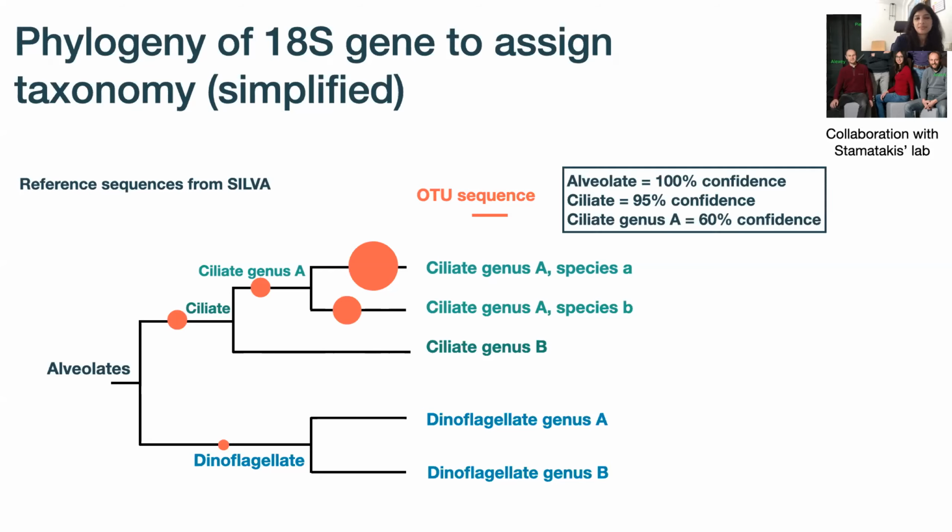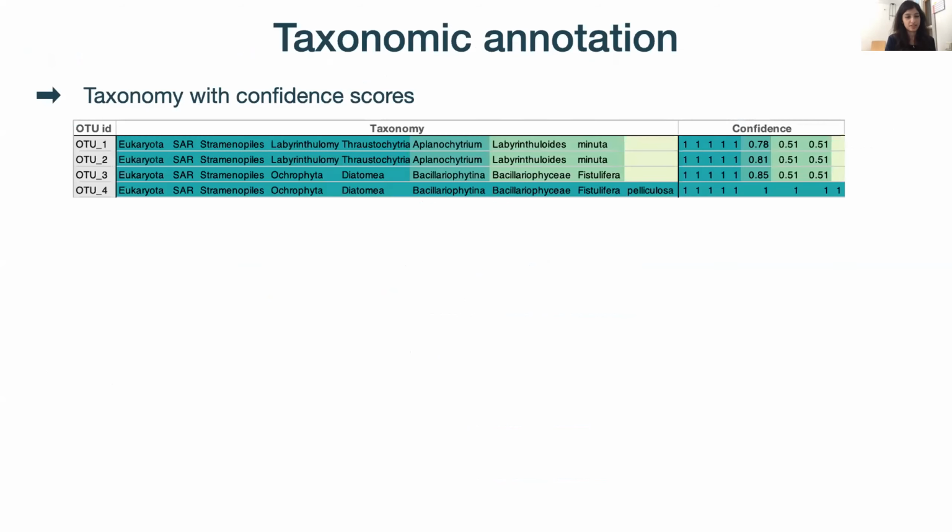And in this toy example, for this particular OTU sequence, we can be 100% confident that it is an alveolate. We can be perhaps 95% confident that it is a ciliate, and about 60% confident that it is ciliate genus A. The result of this is a table where for every OTU, we have the taxonomy to the appropriate taxonomic rank, and this is followed by the confidence level for each taxonomic rank.